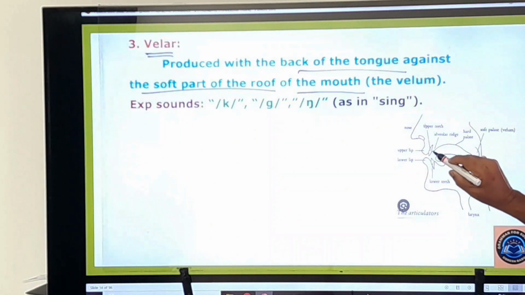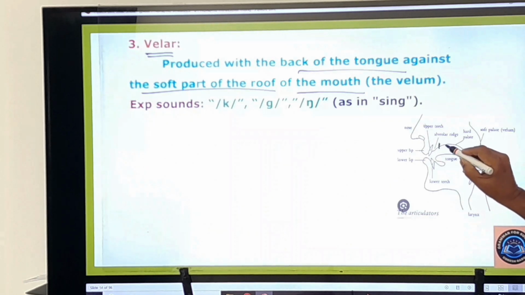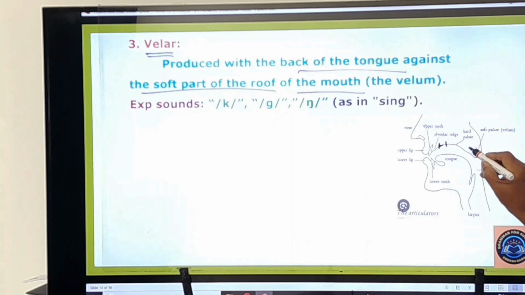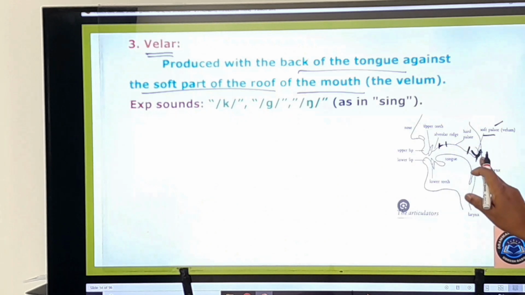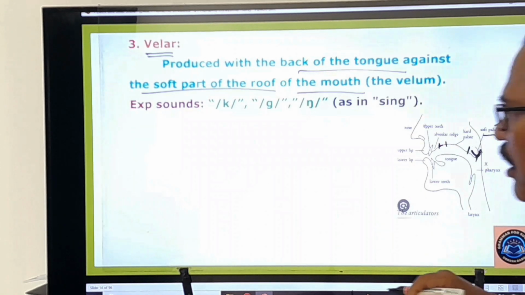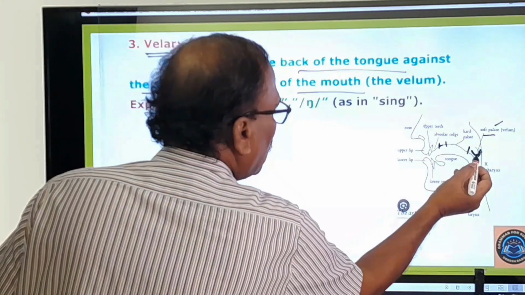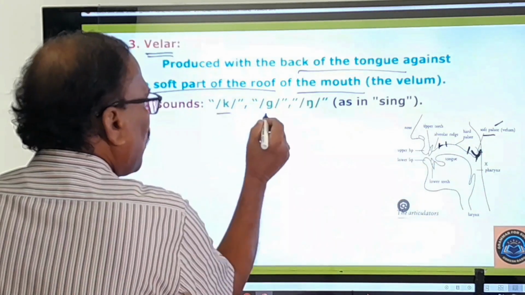This is the upper teeth. Just behind that is the alveolar ridge. Just behind that is the post alveolar ridge, and the remaining part is the hard palate. And here this is called the soft palate, just after the hard palate. Please look at this diagram and try to understand the parts of the mouth. What sounds are produced in that way? When the tongue touches this soft palate, these sounds are produced.